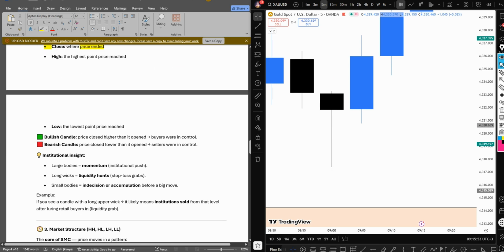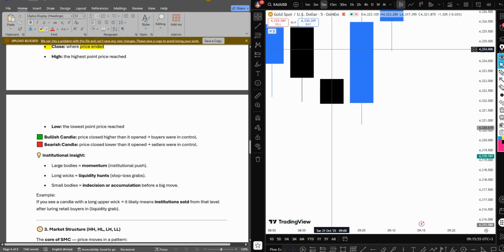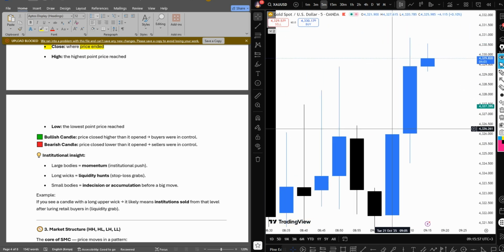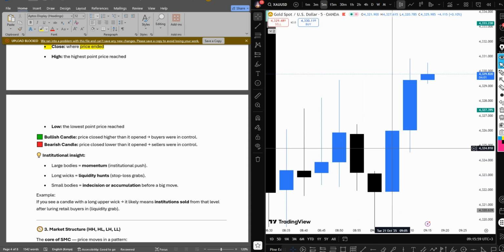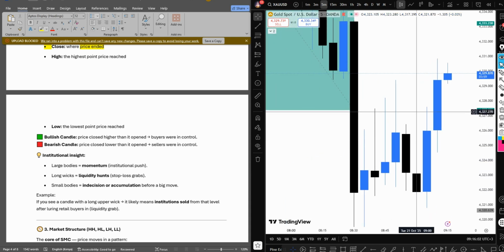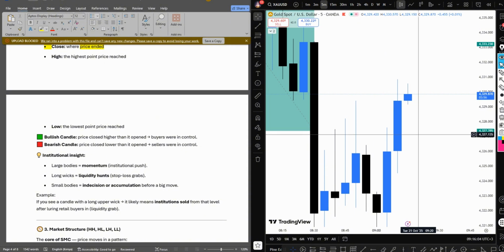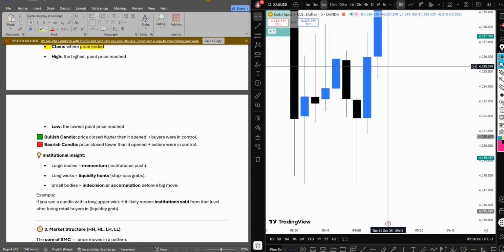So large bodies show momentum. See, large bodies show momentum. So like right now, there was this large body here. This shows like the bullish momentum has come in. So that's why we're seeing price pushing a bit higher.